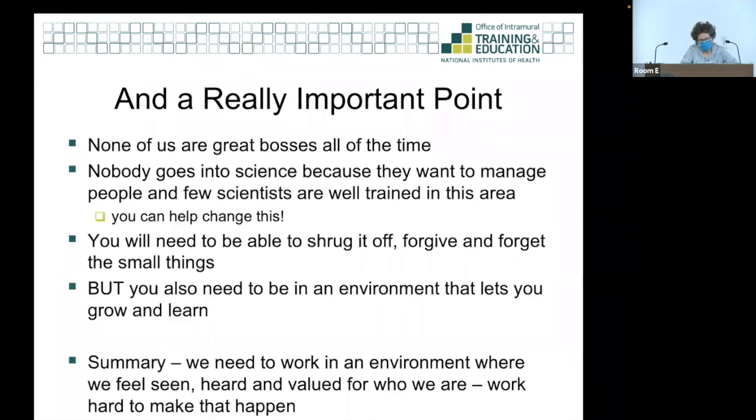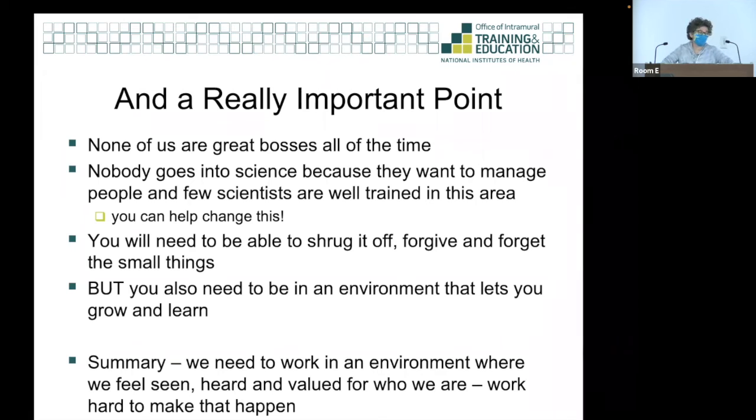None of us are great bosses all of the time, right? Like you, we have styles. Like you, we have distractions. Like you, we have come easies and come hards. And the honest truth is nobody goes into science to manage people. They go into science to solve problems, and because they love the intellectual rigor and challenge of it. And very few people in my generation of scientists had any training in this regard.